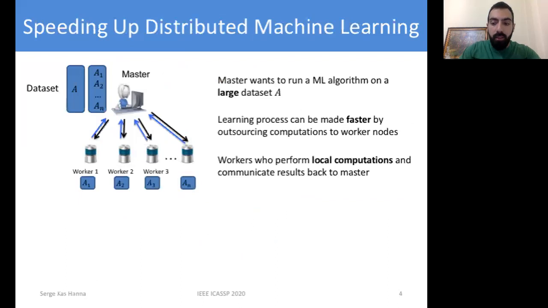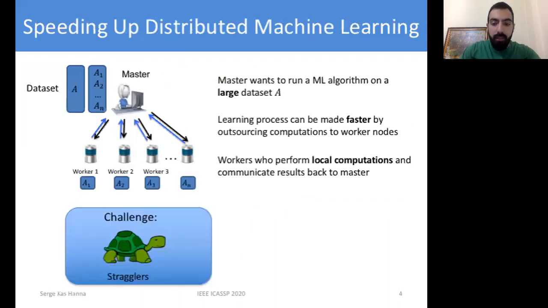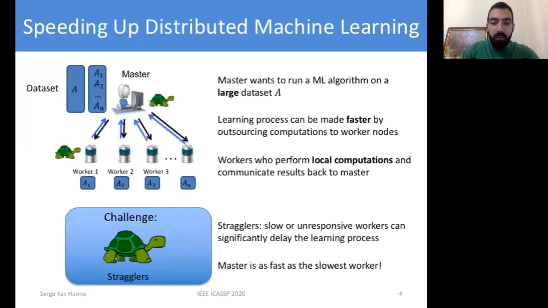The main challenge in this setting that I will focus on is the straggler problem. Stragglers are slow or unresponsive workers that can significantly delay the learning process. The reason these stragglers can delay the process is because in this setting, the master needs to wait for all workers to complete their local computations. So here, the master is as fast as the slowest worker.